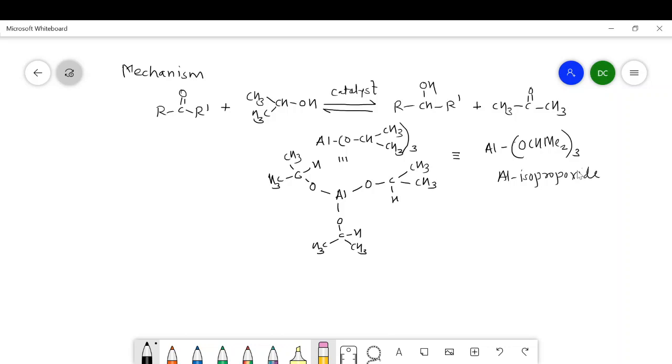What happens in the mechanism? This C=O group, that is the carbonyl group, is converted into CHOH. It means that two hydrogens are going to add to this carbon and this oxygen, and it gets converted into CHOH. To understand the mechanism of this MPV reduction reaction, we must know the characteristics of the carbonyl group.